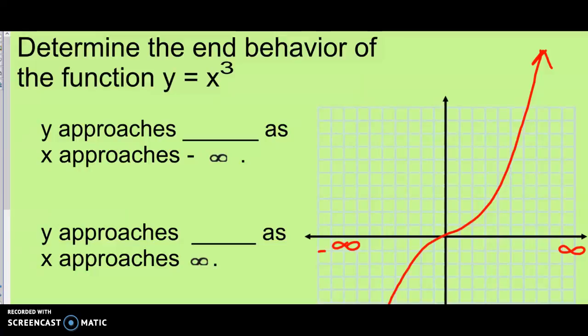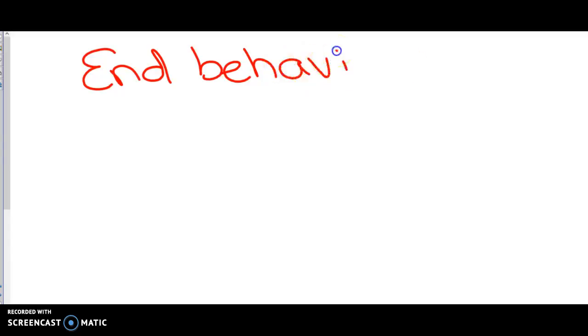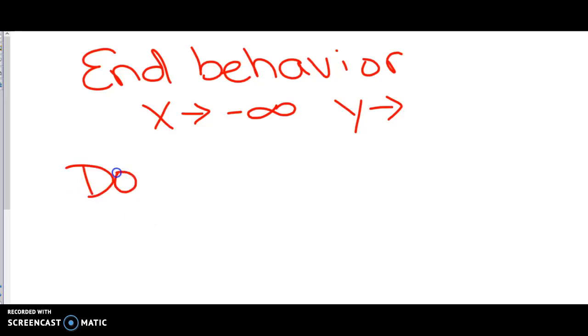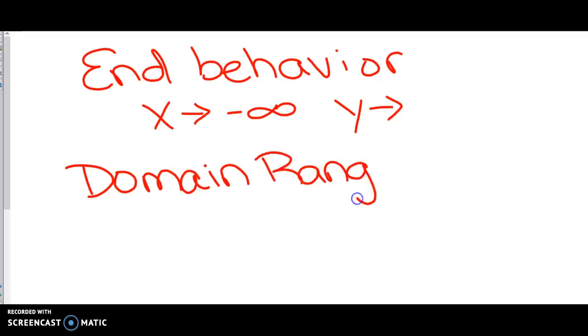So let me just go ahead and tell you some of the terminology we're going to use. We're going to talk about something called end behavior, which you already know about, right? So you've already talked about as x approaches negative infinity, what is y doing? Is it going up or down? The other thing we're going to talk about is something that you already know. You already know domain and range. Okay, so this is going to be a little bit challenging because we're going to have two different kinds of notations. And then we're going to have another new kind.